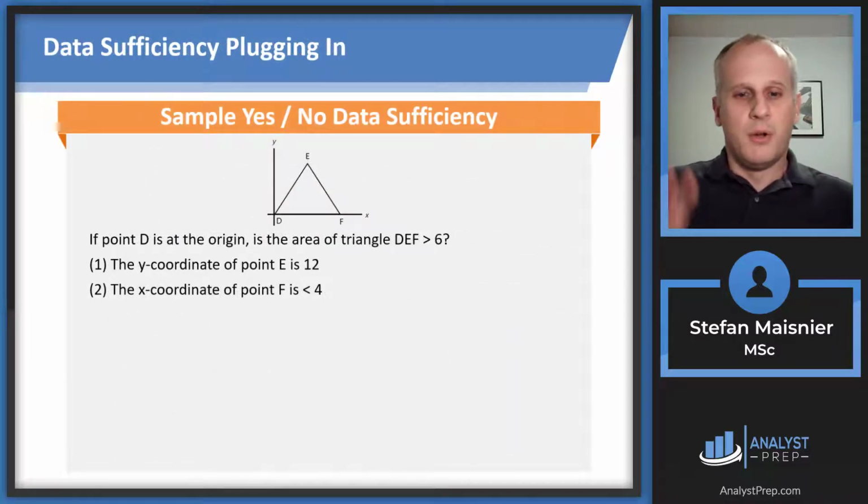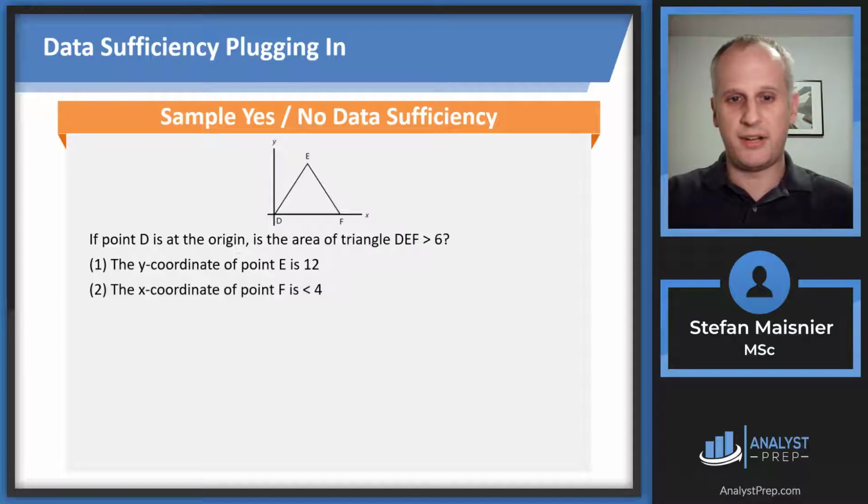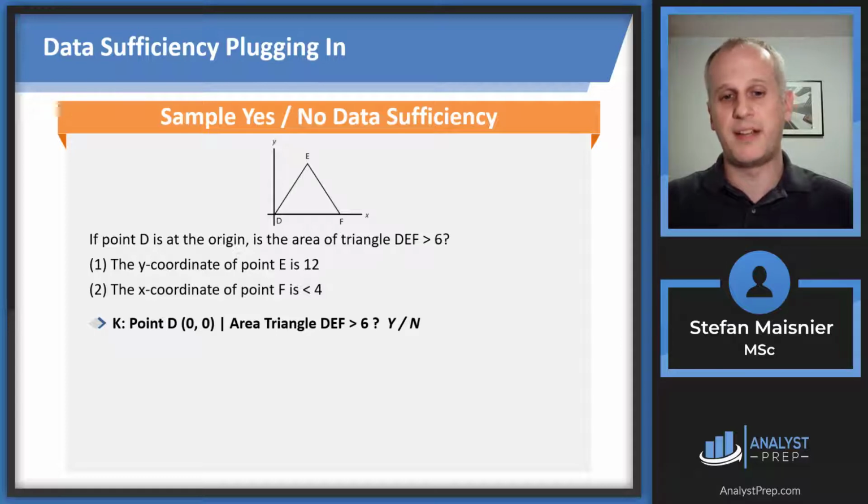So we have a setup here with just a little coordinate geometry drawing and a sample yes-no data sufficiency. And just as every other data sufficiency, we're going to begin by just articulating what we know. So we've got the point D, which is at the origin. So point D is at 0, 0.